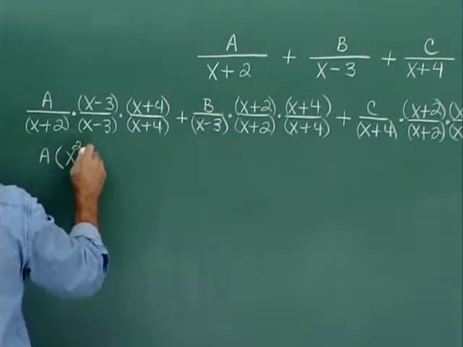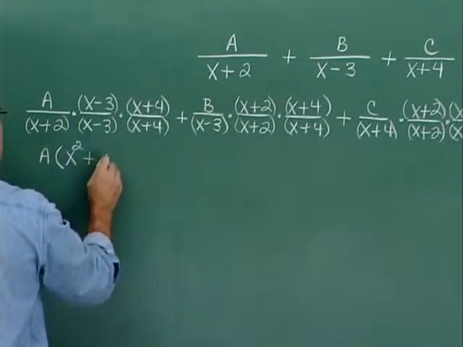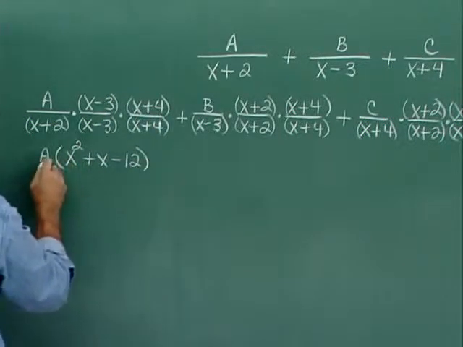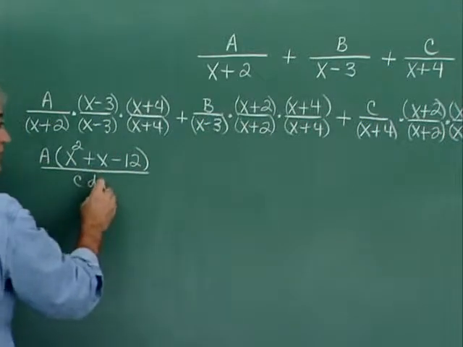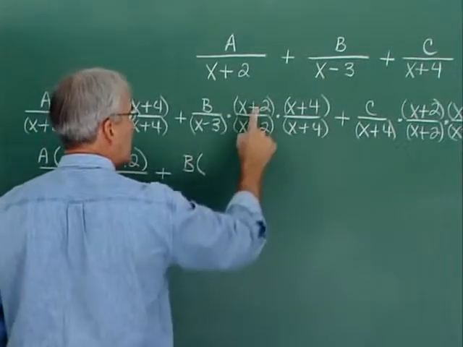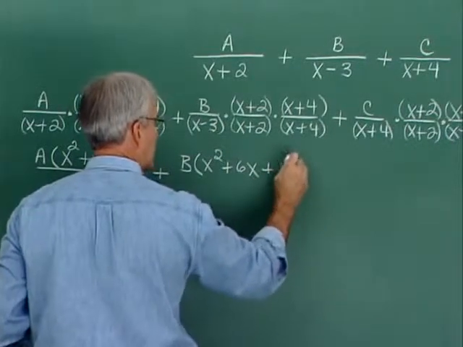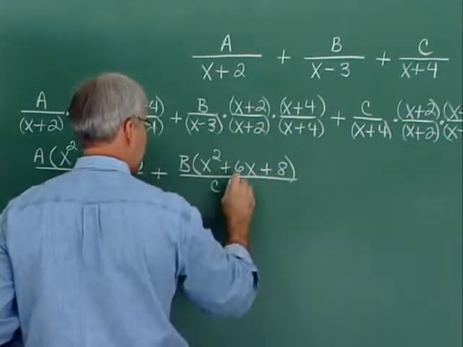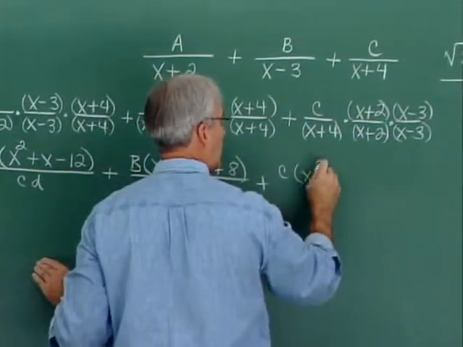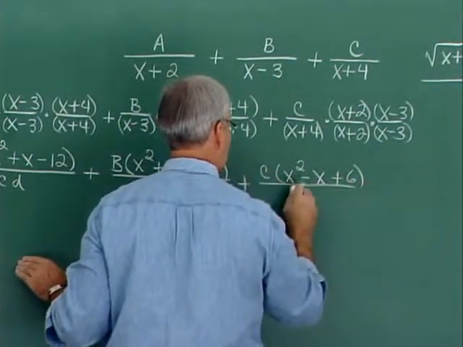That's x squared. Middle term is minus 3x plus 4x, that's plus x. The last term, negative 3 times 4, is negative 12. So I have this. Now all of this is over the common denominator, and I'll just write it as CD for convenience. And here we have, in a similar way, b times the product of these two, x squared plus 6x plus 8, and over the common denominator. And then for this one, it is c times the product of those two, that's x squared minus x plus 6, all over the common denominator.